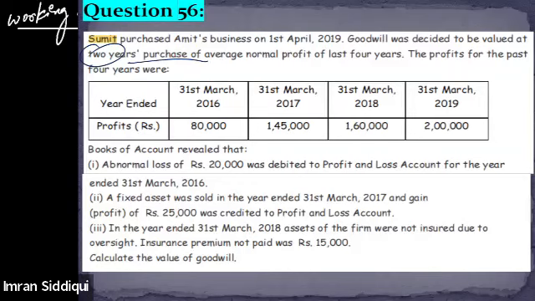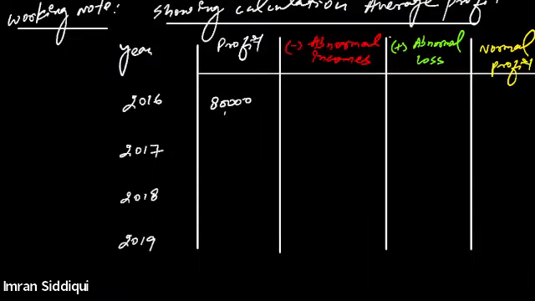Everybody is able to understand this first statement? Abnormal loss was debited, meaning abnormal loss was subtracted earlier while calculating the profit of 80,000. But since it was the abnormal loss, now to find out the normal profit, what should we do with the abnormal loss? Tell me.